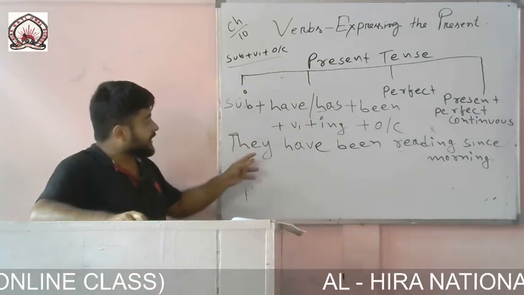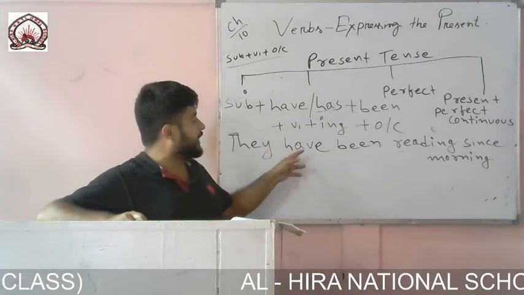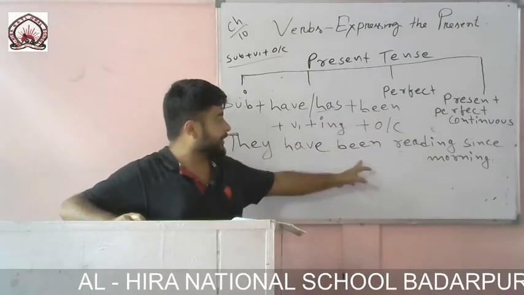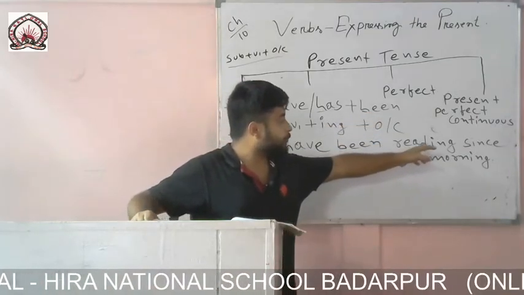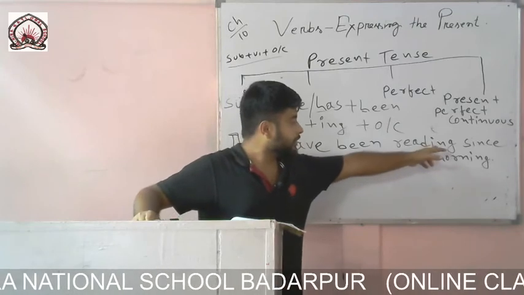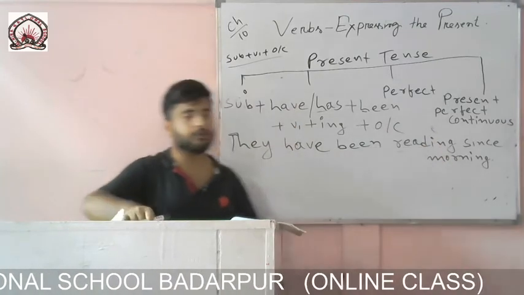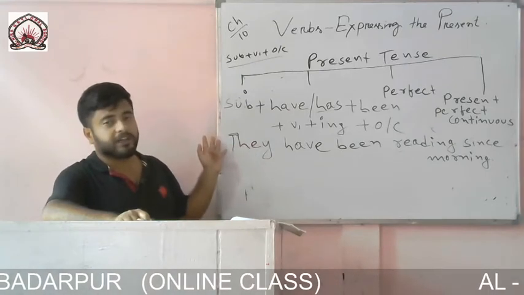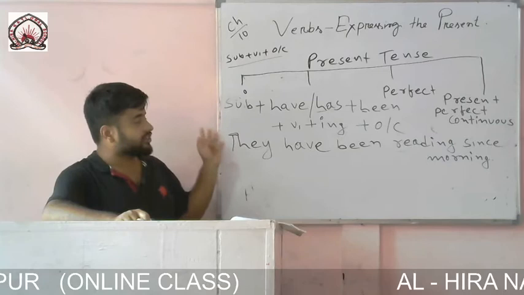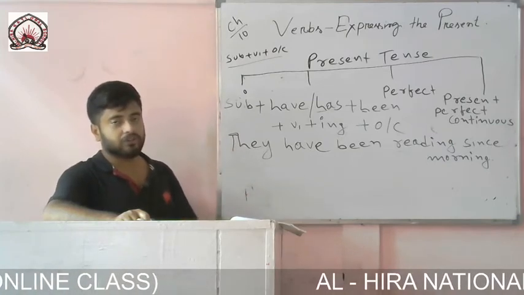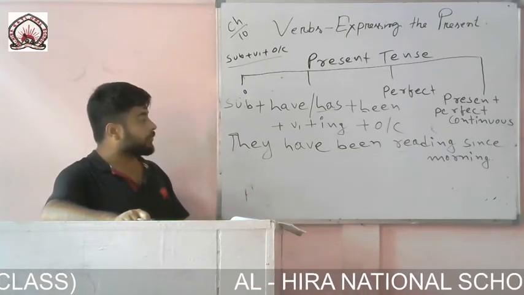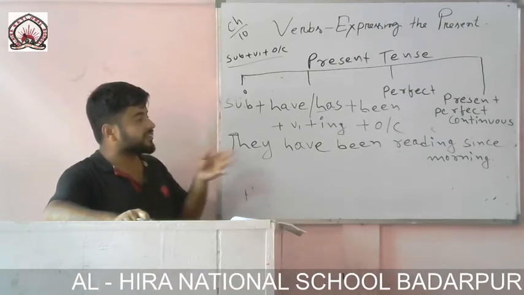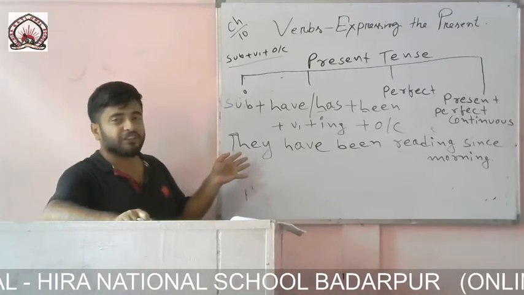So there is the subject. Then according to the subject, we have to write have or has. Since it is not third person singular, I have written have. Then we have to write been. Then we have to write a verb with ing. Read is the verb, and I have added ing. Then since morning is object or complement. That means the action began in the past, and still it is going on.